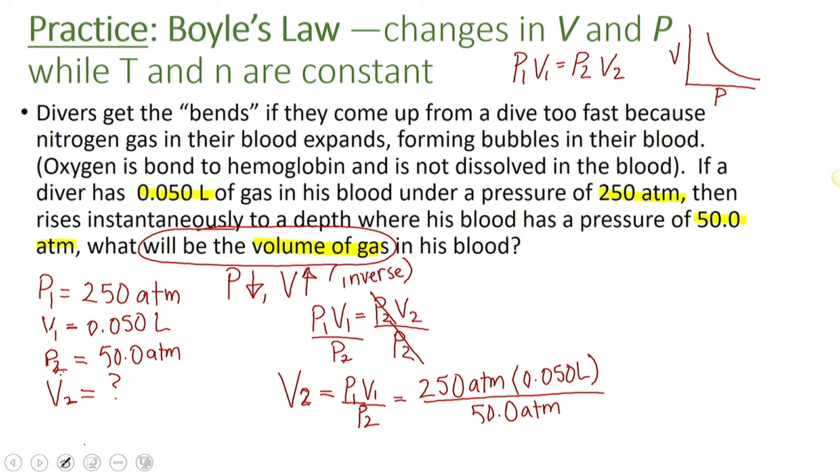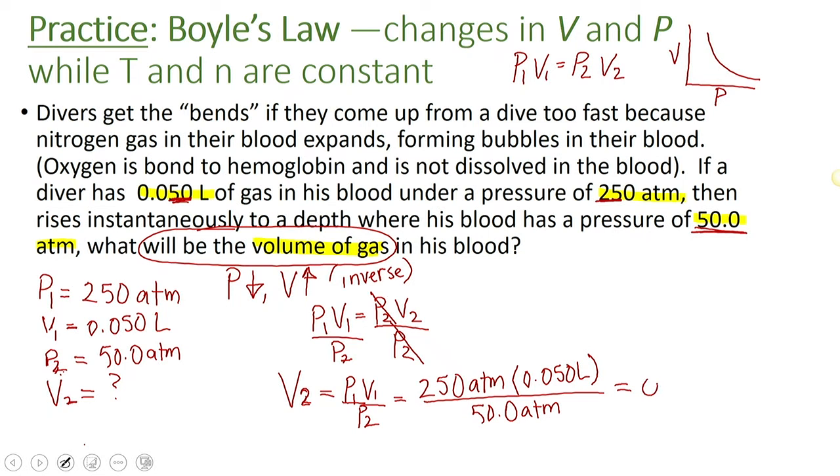Let's stop and take a moment and see how many significant figures we have before we do our answer. For our first pressure, we've got two significant figures in P1. We've got two significant figures in V1. And we've got two significant figures in P2. So our answer should have how many? Absolutely correct. It should have two sig figs.